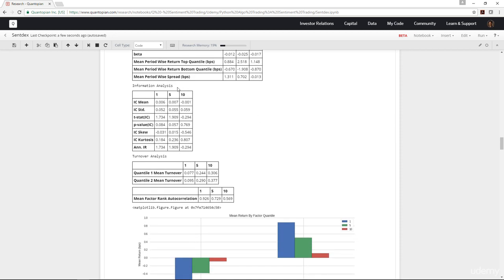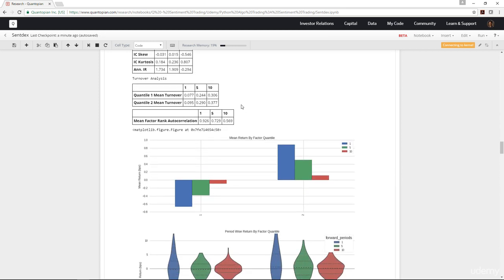If you look at the information analysis, the means are okay. As usual, you need to look at the t-stats. The p-value is a little on the high side. This is marginal. You still reject it as significant, but that's okay. We're still going to try it anyway, just to see how it turns out. There is some signal in there, but not very strong. The factor rank autocorrelation is quite high at the 1 day level, lesser at 5 day, and really weak at 10 day.